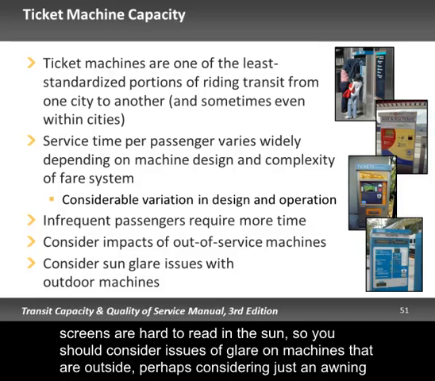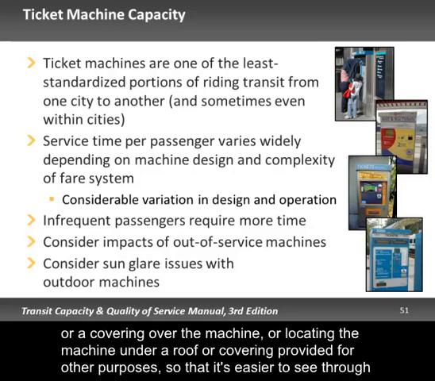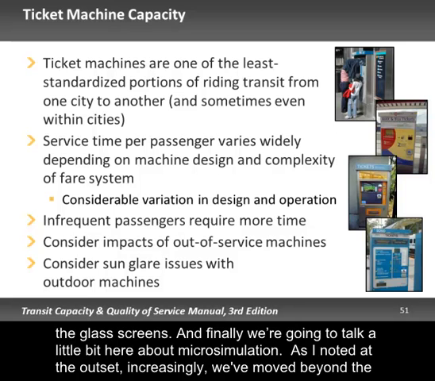Also, some of the screens are hard to read in the sun, so you should consider issues of glare on machines that are outside, perhaps considering just an awning or a covering over the machine, or locating the machine under a roof or covering provided for other purposes so that it's easier to see through the glass screens.